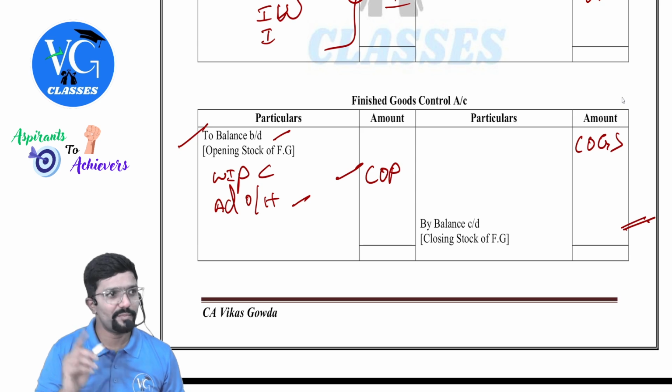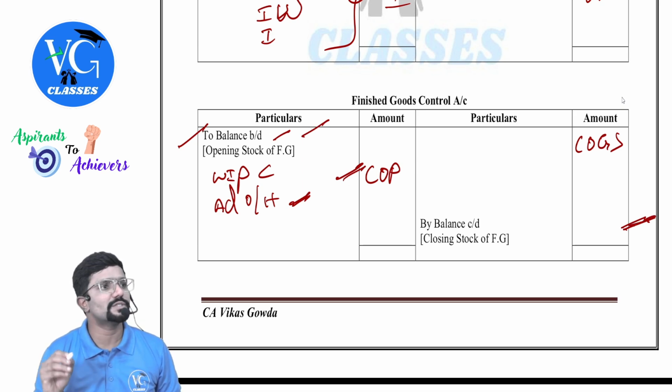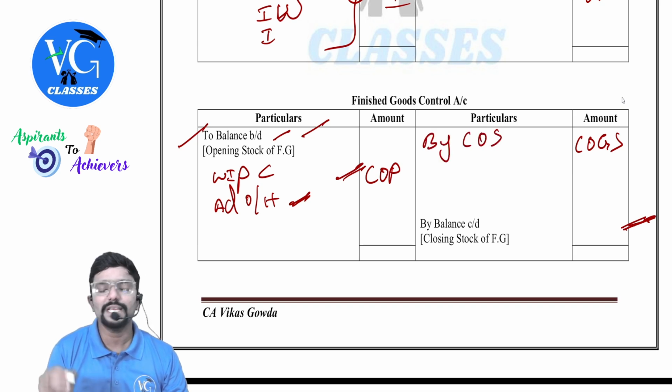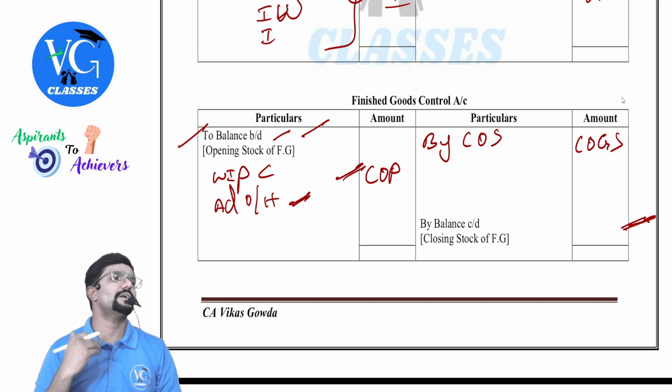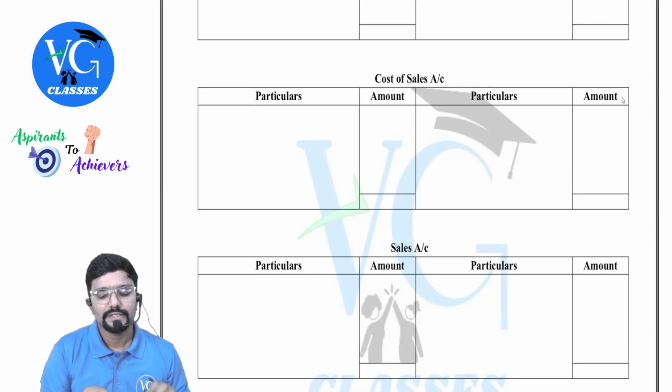Okay, now, yes, sir. I repeat. Cost of production plus administrative overhead plus opening stock of finished goods minus closing stock of finished goods will give us what? COGS. Where are we sending it to? Cost of sales account. We don't have a separate COGS account. We will send it to cost of sales account. Let them receive it. Okay.